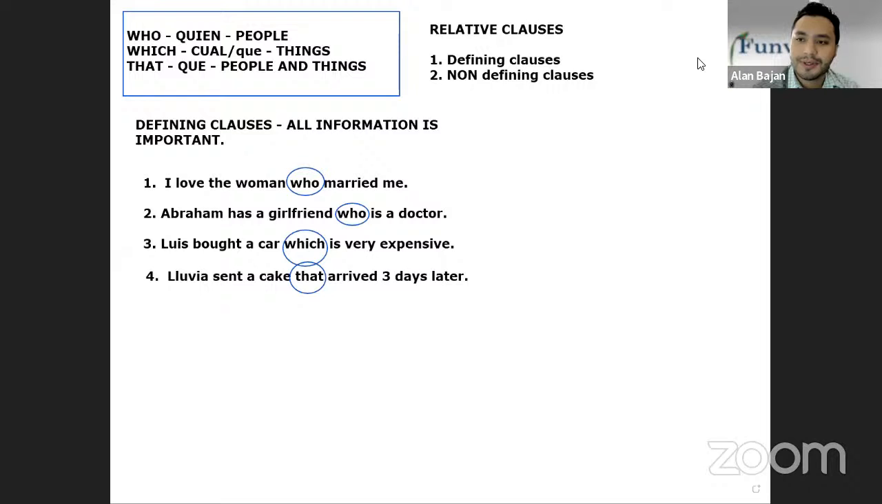Now, please, everyone, write one sentence in the chat. Who or which or that with defining clauses. Write a sentence using who or which or that. Only one sentence in the chat, please.